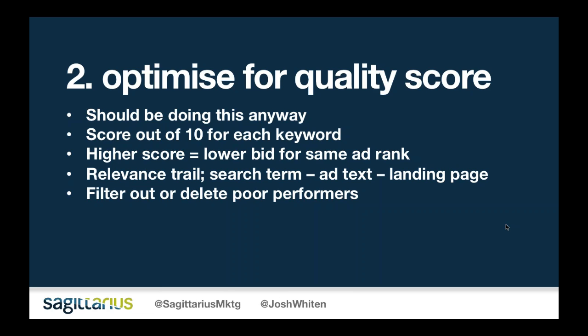And the way to achieve it is really what I call the relevance trail. You need to make sure there's real relevance between your search term, your advert text, and your landing page on your website, so that they're really granular in nature and really broken down, targeting individual priority search terms on an individual basis. But also, to improve your quality score, you want to filter out the rubbish, really. Delete the poor performing and low quality score phrases, and that will lift your overall quality score.